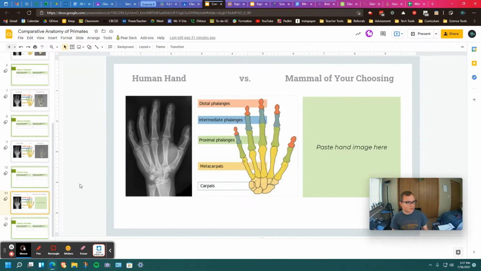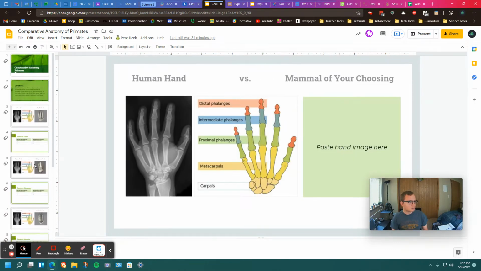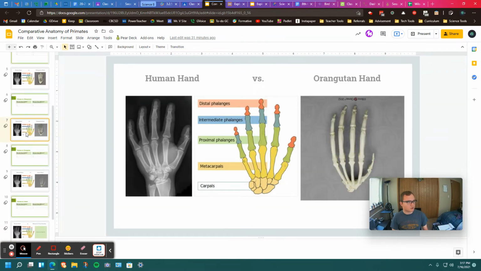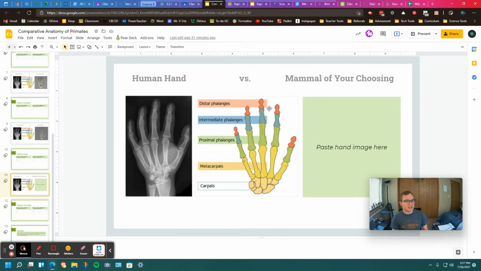And then the last one, you have to find. Oh, I missed one. I skipped one. Yeah, orangutan is in there too. I knew I missed one. On slide 11, you got to find your own. So just think of any mammal, or another primate that we haven't done. You could think of a squirrel, anything that has fur, really.